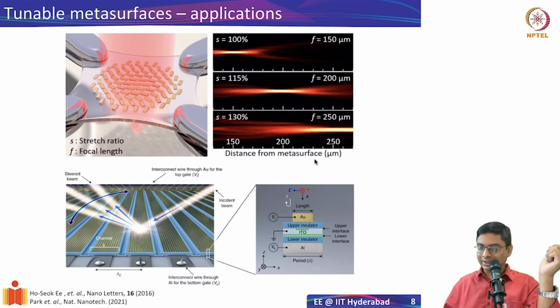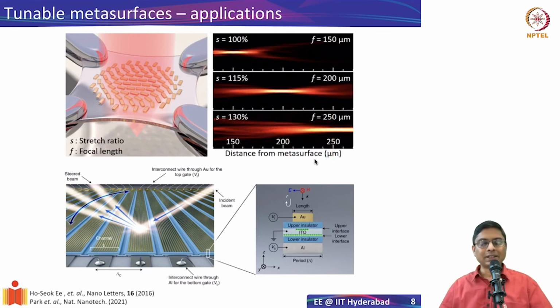So you see that initially I have the focus at some distance of 150 microns, and as I stretch, the focus is shifting to 200 and 250 microns. So this is basically, you can think of it like the focusing of the optical beam. If this is the axis in which the light is propagating, at this position, away from the lens, at around 150 microns, you see the focusing of light, and as you stretch it, the focus spot is shifting to 200 microns and 250 microns. So we're able to change the focus with stretching.